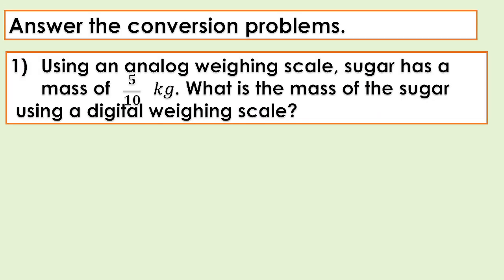Day 4. Answer the conversion problems. Using an analog weighing scale, sugar has a mass of 5/10 kilogram. What is the mass of the sugar using a digital weighing scale? 5/10, the decimal form is 0.5.